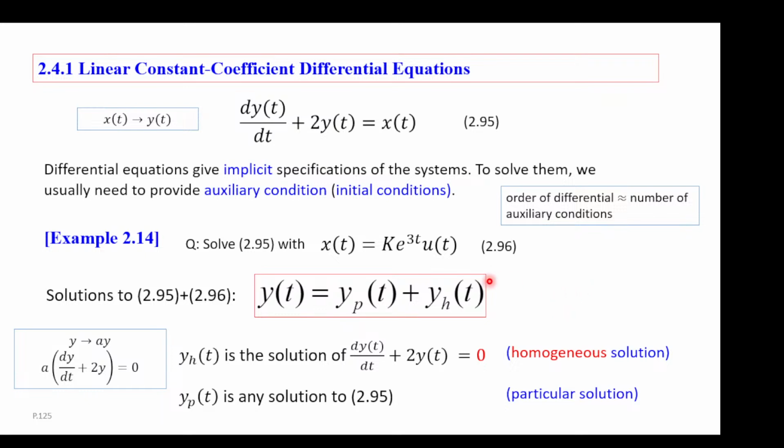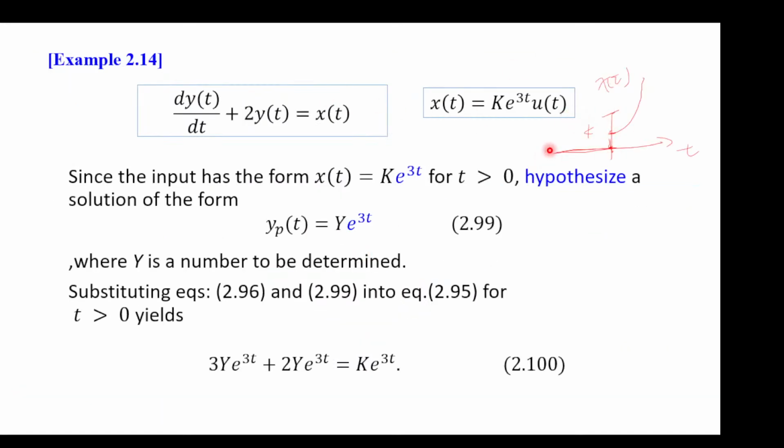Okay, so let's see this as an example. Let's go through this example, and we will learn a lot about solving differential equations. Let's say we have a system described by equation 2.95, and we give it a very specific input: x(t) equals k e to the 3t times u(t). So the picture is here: it's 0 when t is less than 0, and starting at t equals 0 you have this k times e to the 3t function. This is basically an exponentially growing function. We assume that k is bigger than 0.